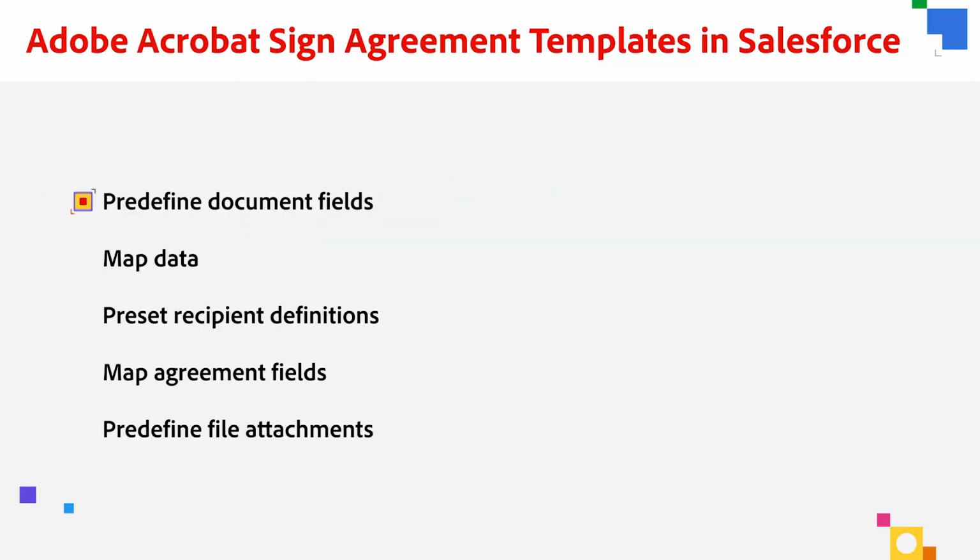You can predefine your document name fields, expiration dates, messages, and security options. You can map data in a variety of ways, including merge mapping and object mapping, such as opportunity, account, contact, or lead to the template. You can preset recipient definitions, map fields to agreement fields, and even predefine file attachments.